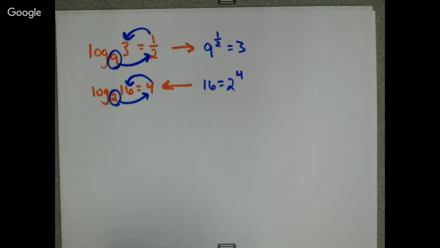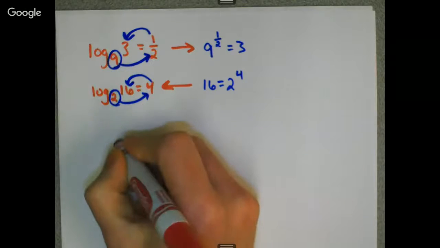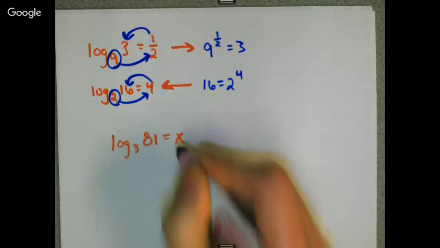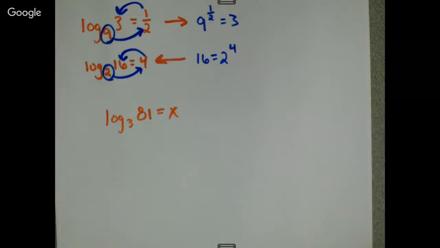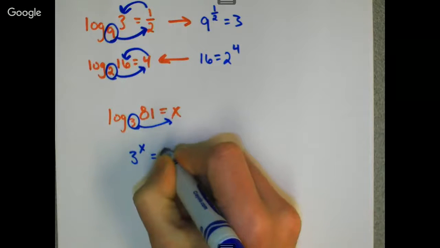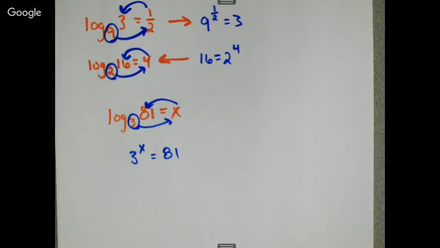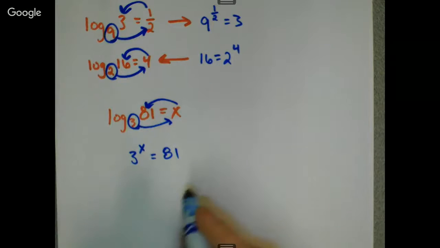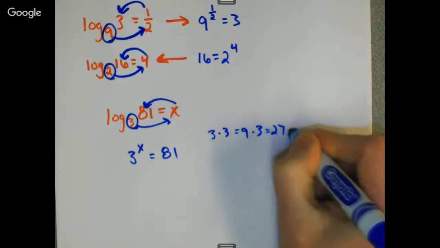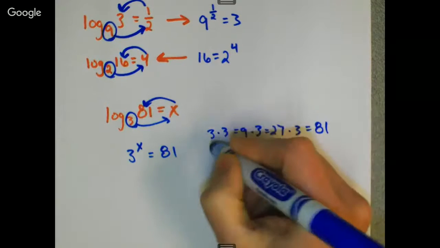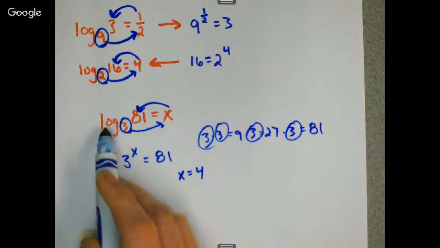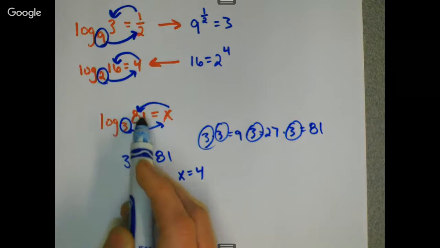Okay, we can also solve logarithms doing this. Let's say we have log base 3 of 81. What does that equal? We'll change it to exponential: 3 to the x equals 81. So 3 to what power will give you 81? Well, 3 times 3 is 9, times 3 is 27, times 3 would be 81. So I had 1, 2, 3, 4. In this case, x equals 4. So log base 3 of 81 equals 4.